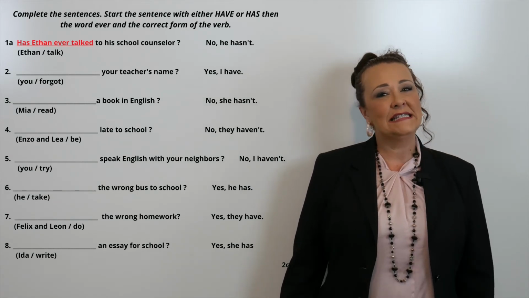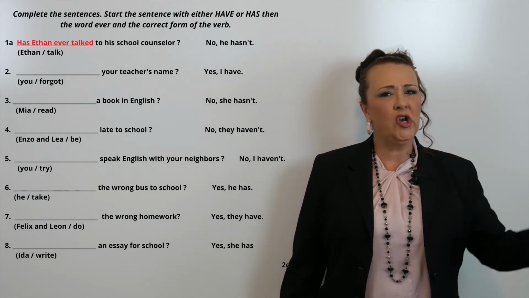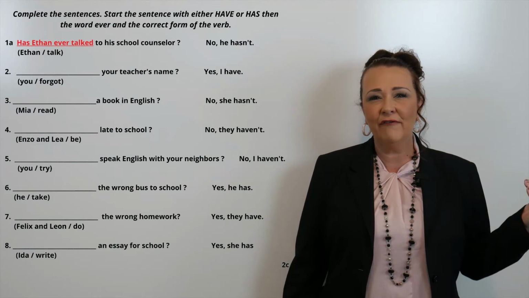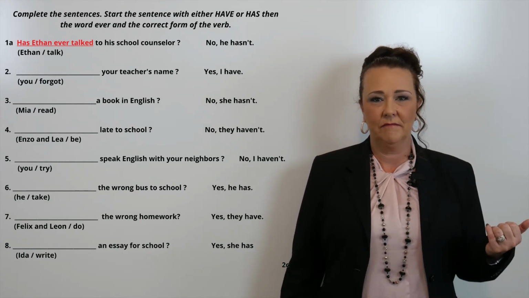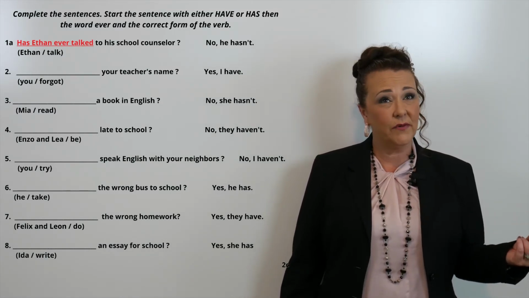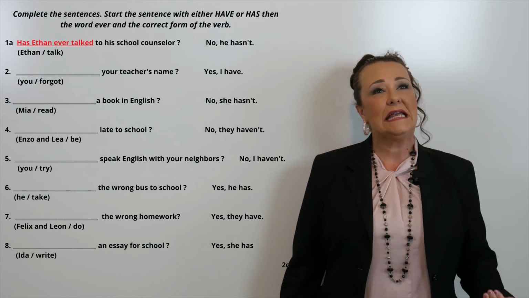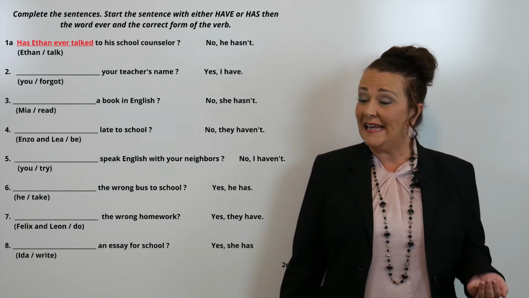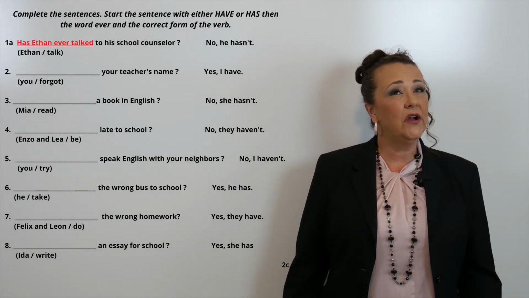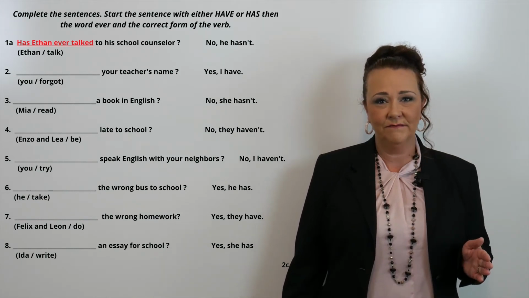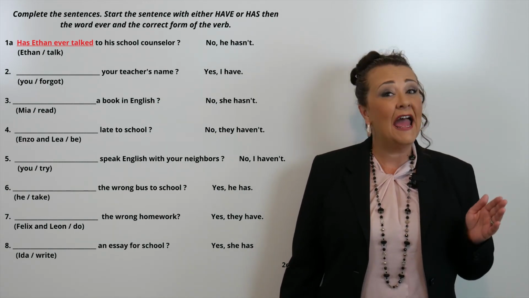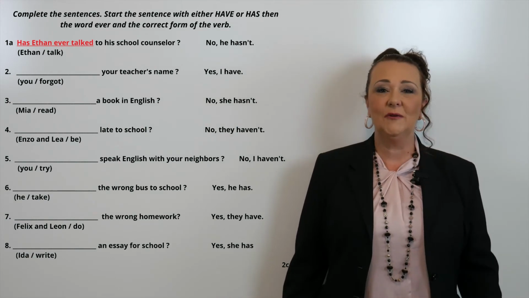Let's do number one as an example. First, I'm going to give you a non-example. We're not going to say, has Ethan ever talk to his counselor? We're going to take the word talk and put it into the past participle. So first, we know that Ethan is the pronoun he, so we're going to use the word has to start our sentence. So here we go. Has Ethan, and now I'm going to add the word ever. Has Ethan ever talked to his school counselor?